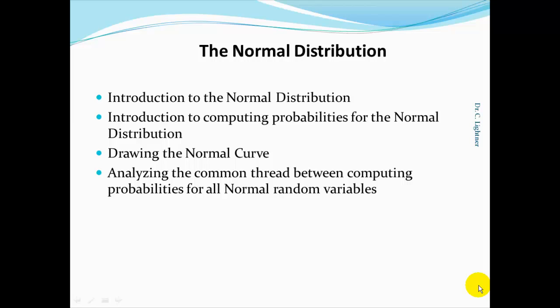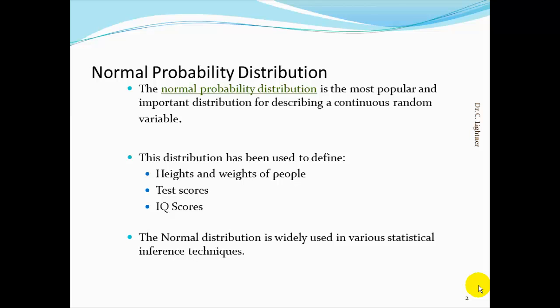In this section, we will discuss an introduction to the normal probability distribution. The normal probability distribution is the most popular and important distribution for describing a continuous random variable. This distribution has been used to define the heights and weights of people, test scores, and IQ scores. The normal distribution is widely used in a variety of statistical inference techniques.